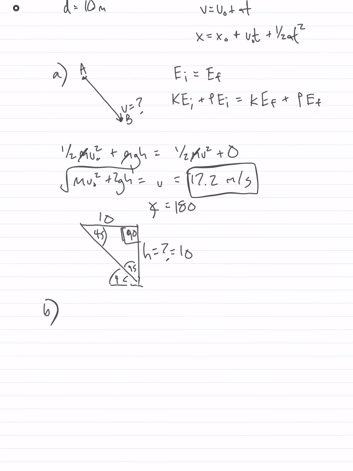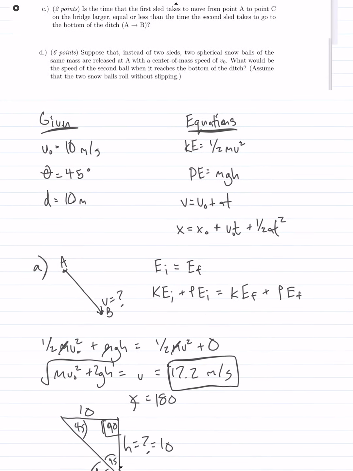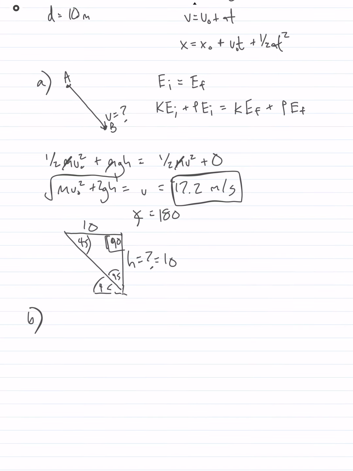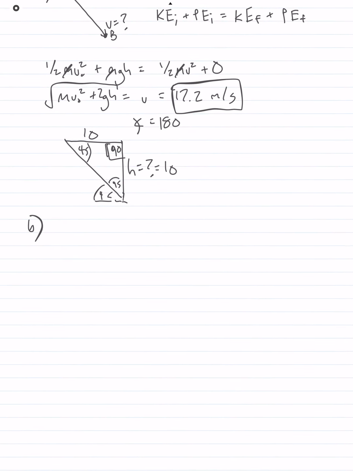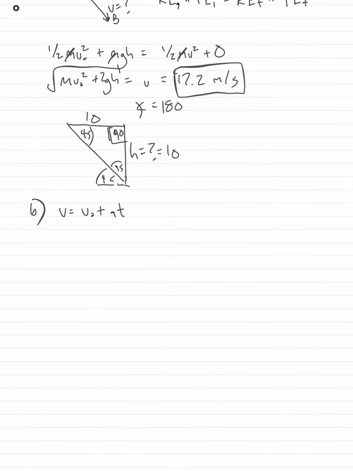Now part B asks, find the time that the second sled needs to reach the bottom of the ditch. So we have the same process, A to B, but rather than velocity, we want time. So v is equal to v0 plus at is the equation that we're going to use. Let's isolate t. So v minus v0 divided by a is equal to t. But what is a?